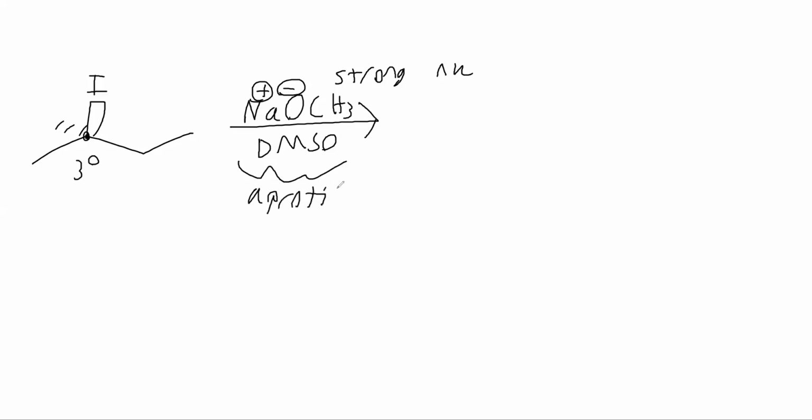It's aprotic. So this isn't going to do an SN2 reaction, even though these conditions could do an SN2 reaction. It won't because it's a tertiary position, but we can do an elimination reaction because we have a strong nucleophile, and a tertiary position is fine for an E2 reaction. So that's what's going to happen. It's going to be an E2 reaction. So we're going to form that double bond, and we're probably going to get a mixture of products.